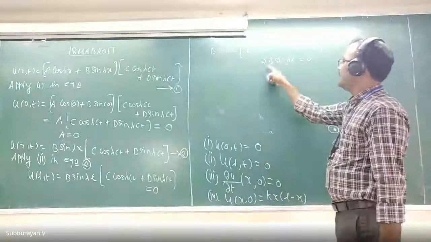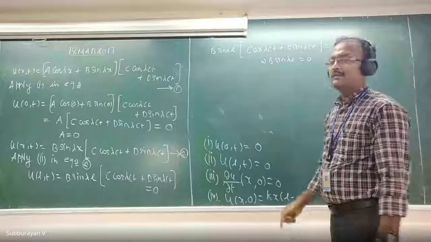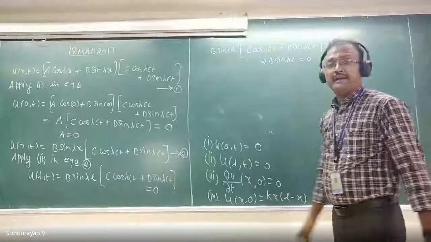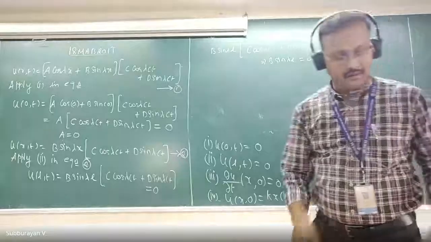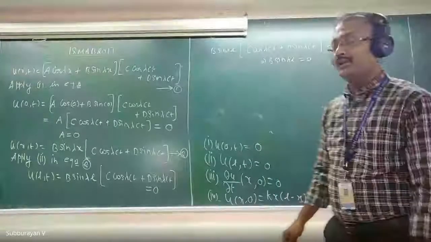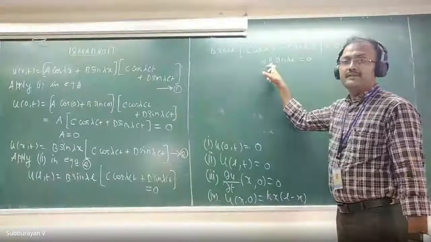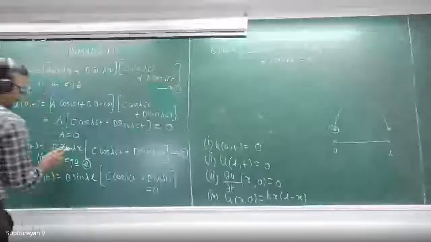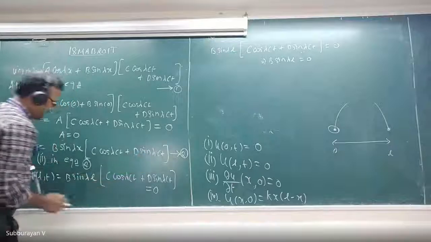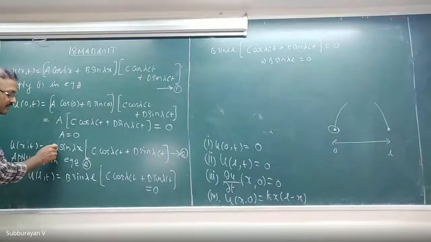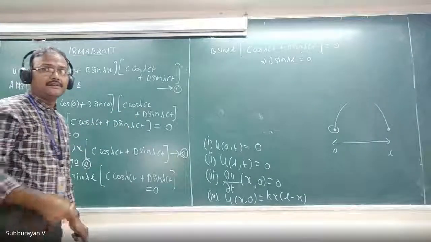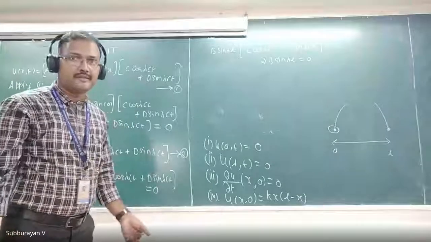Again, there are two quantities here. Either b equal to 0 or sine lambda L equal to 0. If I assume that b equal to 0, what will happen? Here we have b into sine lambda x into this expression. Therefore, if we assume that b equals 0, 0 into some function, which is going to be the 0 function.